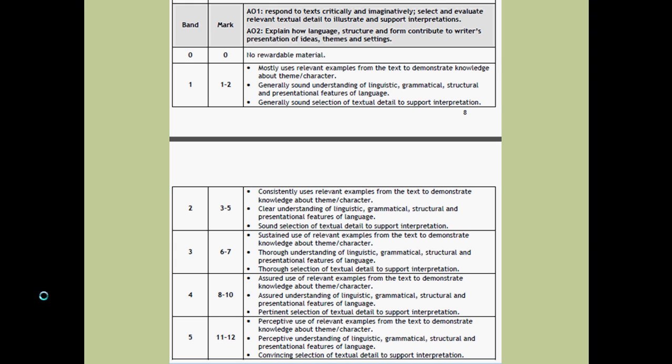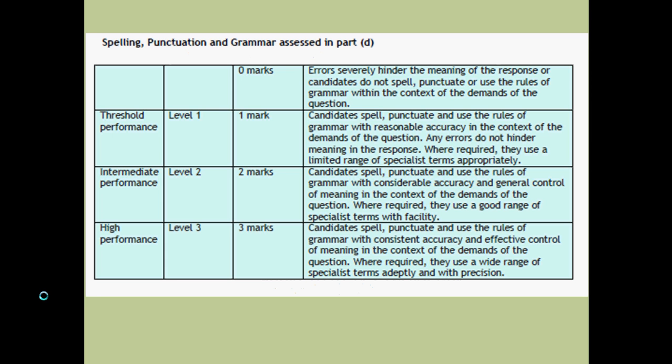So make sure that you're using integrated quotations, you're using one-word quotes to just get exactly what you need, which also saves you time as well. But then you also have to come up with ideas which are more intelligent, rather than obvious, and we've looked at that in our previous videos. Your analysis also has to be up to that standard, but you also achieve an extra 3 marks for your spelling, punctuation and grammar only in question D.